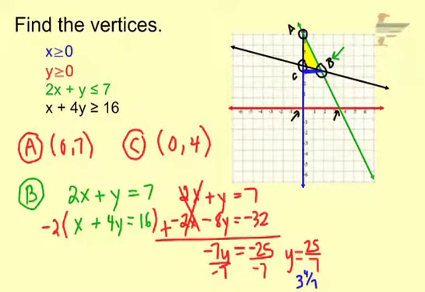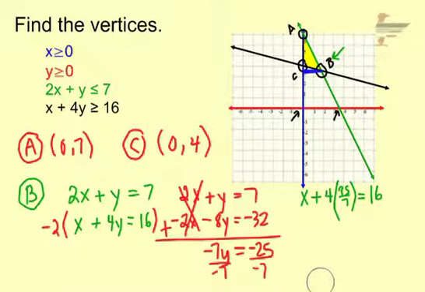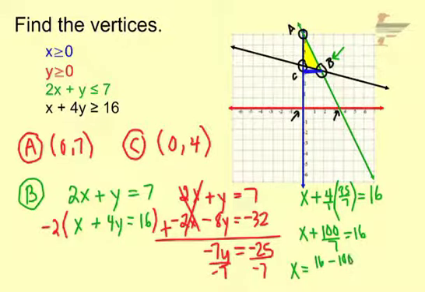So now that we found the y, we're going to plug that in to get the x. So x plus 4 times 25 sevenths equals 16. I'm going to erase a little bit so I have more space. So x plus, we can make the 4 a fraction, multiply straight across. We have 100 over 7 equals 16. Then we want to subtract 100 sevenths from both sides. So 16 minus 100 sevenths.